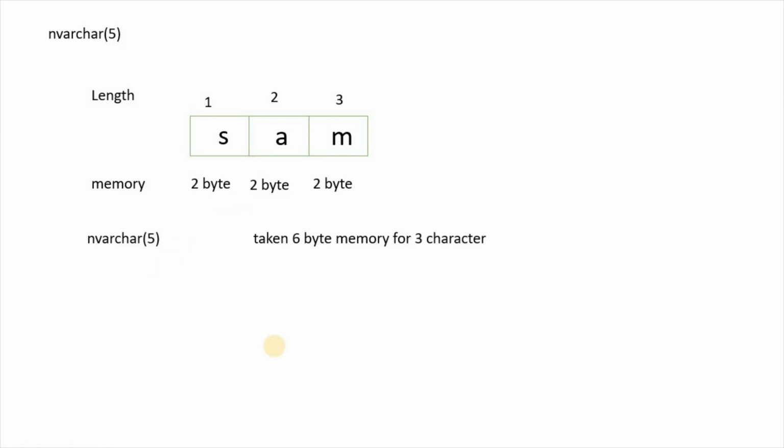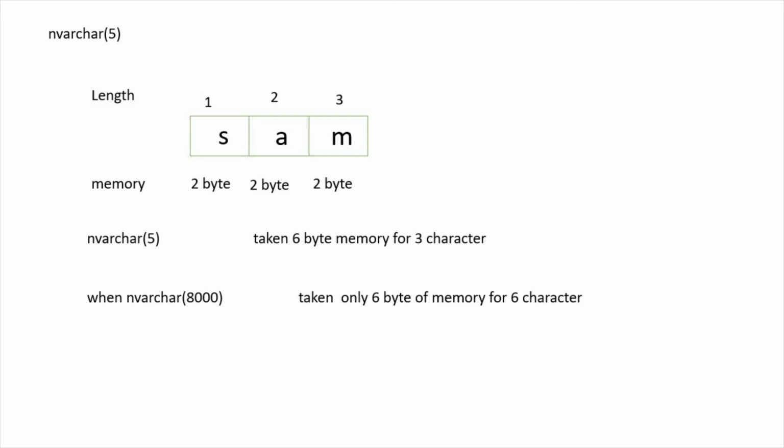So for nvarchar 5, it takes 6 bytes of memory for 3 characters. When nvarchar 8000, where we have given the limit 8000, at that time it takes only 6 bytes of memory for 6 characters. So it takes 1 byte extra as compared to varchar, but it is also beneficial when we have no idea about the string, when there is no fixed length string or number of characters. In that case, it is useful.